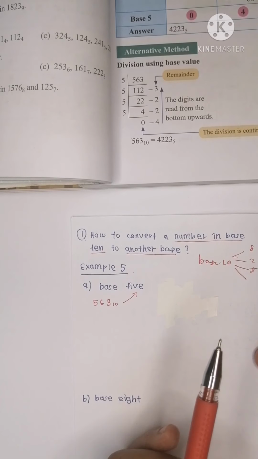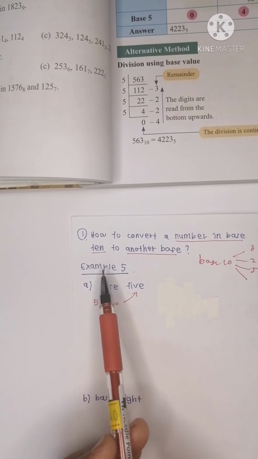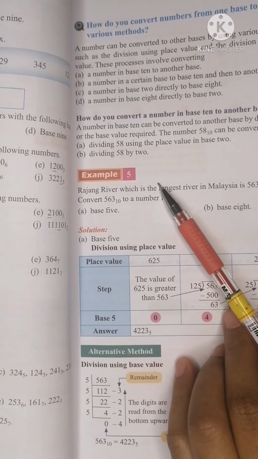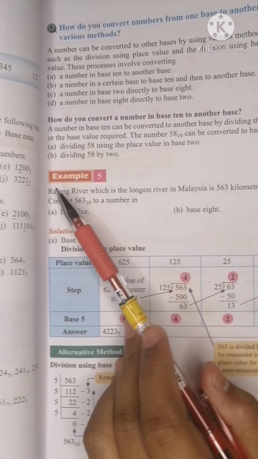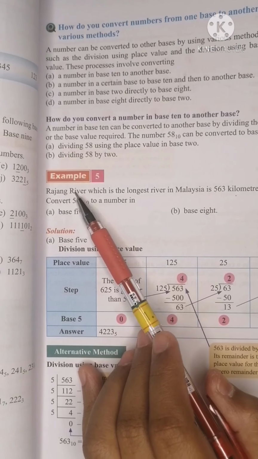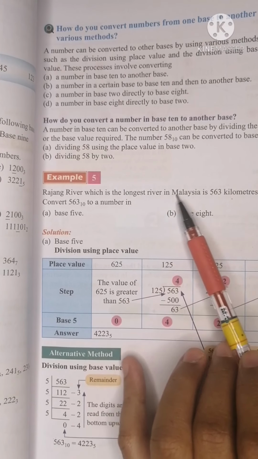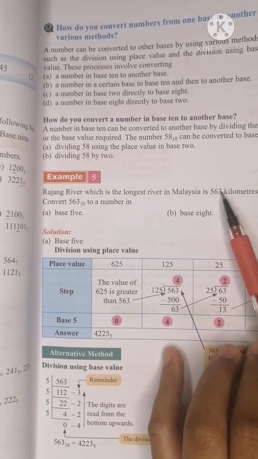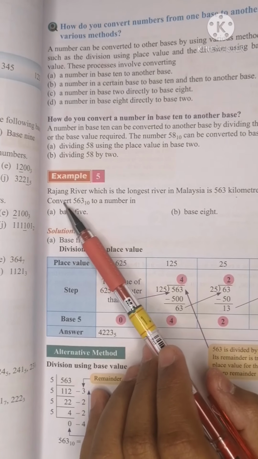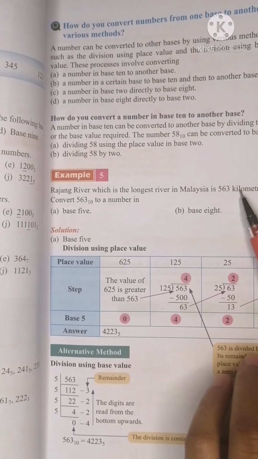So how do you convert? Look at example 5. Example 5 says the Rajang River, which is the longest river in Malaysia, is 563 kilometers, and then the question asks you to convert.